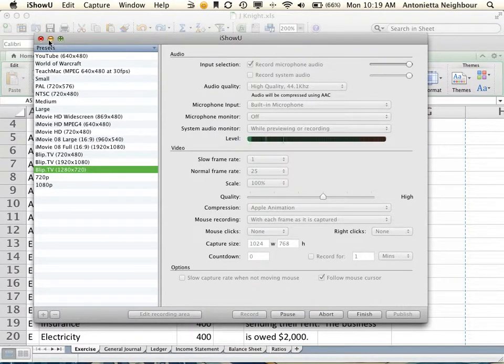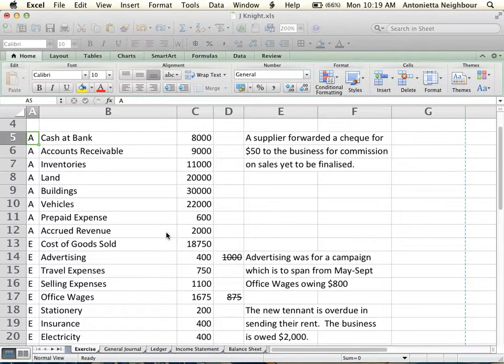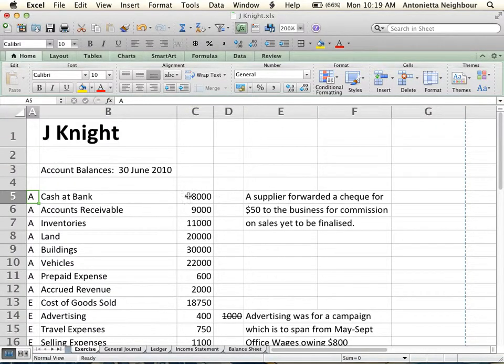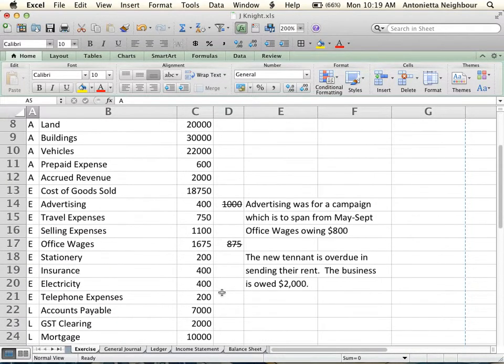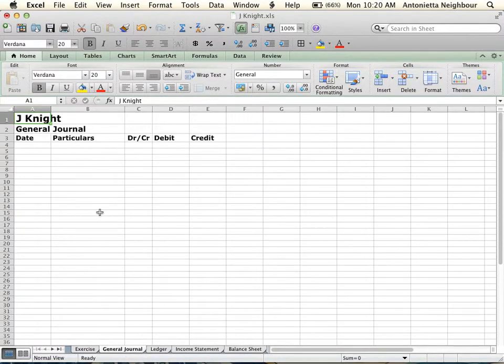So let's work on our general journal now. So we've done the first part. We've processed the balance day adjustments and we've made the adjustments to our list of accounts and classified them. We now move to the general journal.